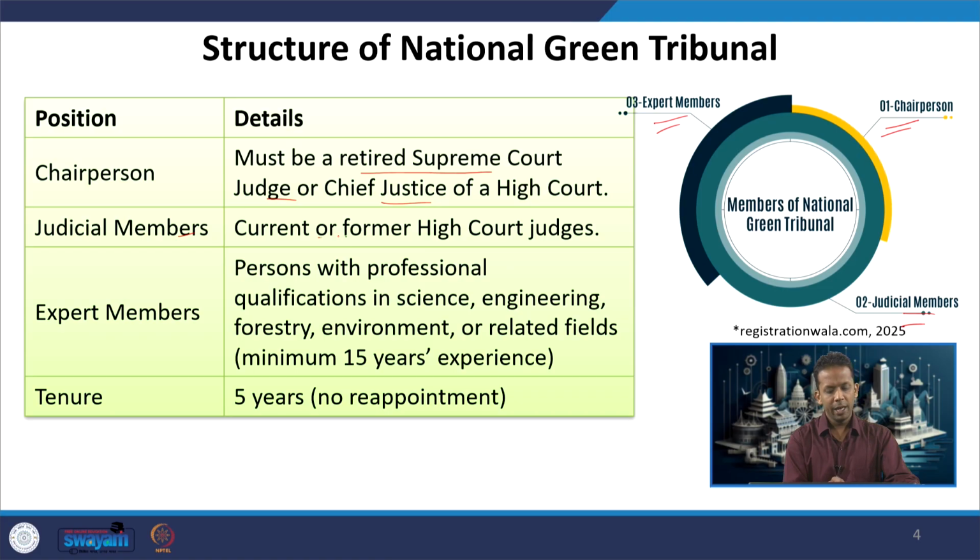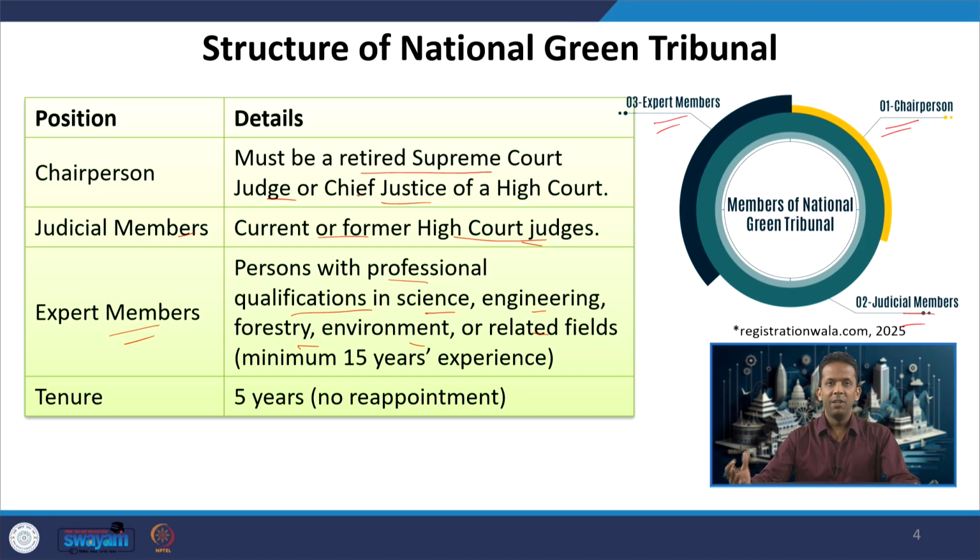Judicial members can be the current or former High Court judges, not the Chief Justice, but judges of different High Courts. Expert members will be persons with professional qualifications in science, engineering, forestry, environment or related fields with minimum 15 years of experience, because that is very important to have expert members in the NGT, because Supreme Court is a generic body. Even though it is the highest level judiciary body in India, it is generic, it has to cater to different types of cases, almost all types of cases.